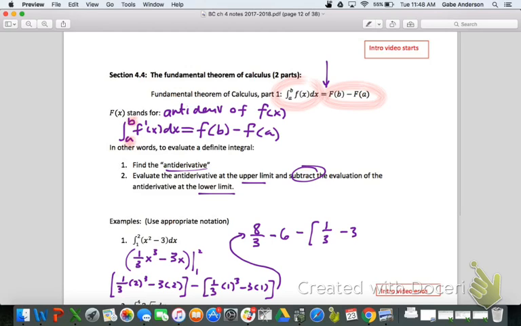1/3 minus 3. Okay, so let's see, if we do 8/3 minus 1/3, we get 7/3. Negative 6 plus 3 would be minus 3. So let's see here, 7/3 minus 3, that'd be 7/3 minus 9/3. I'm coming up with negative 2/3. Okay, so like I said, we'll practice this a lot in the upcoming class. For now, we're going to skip ahead to our next part of our video here in 4.4.